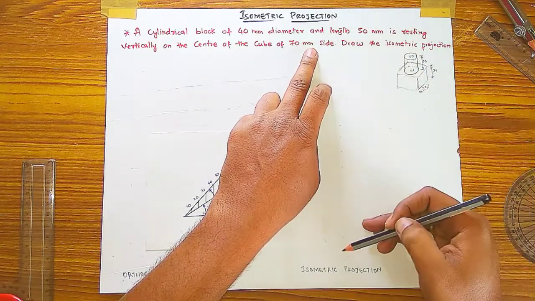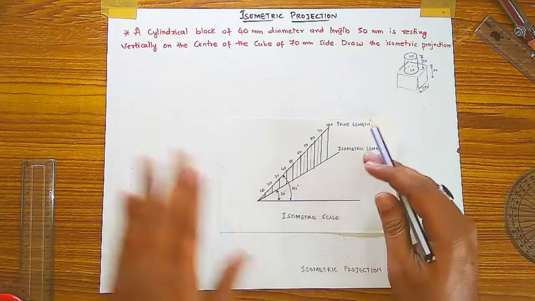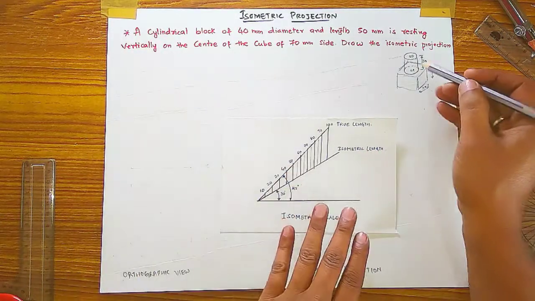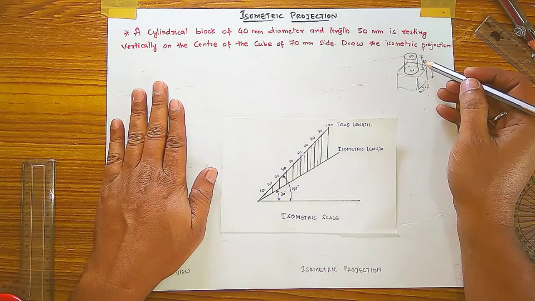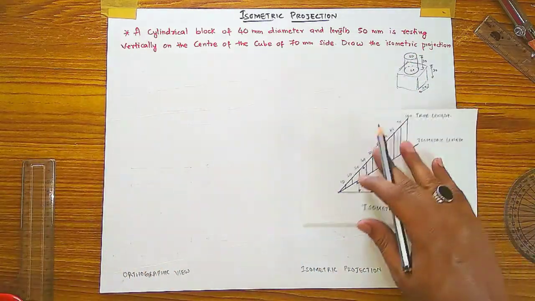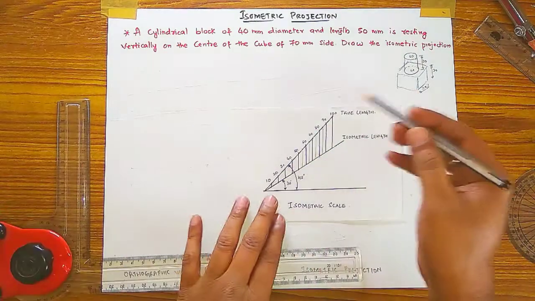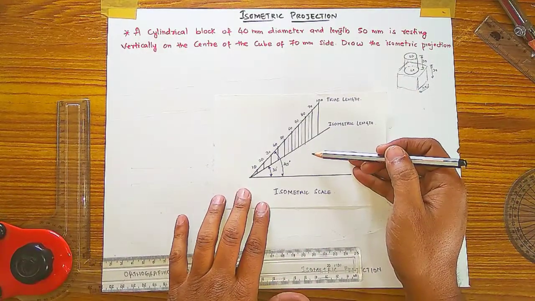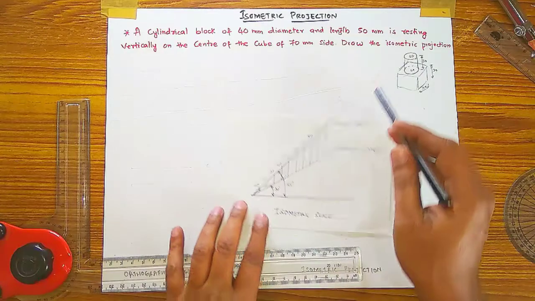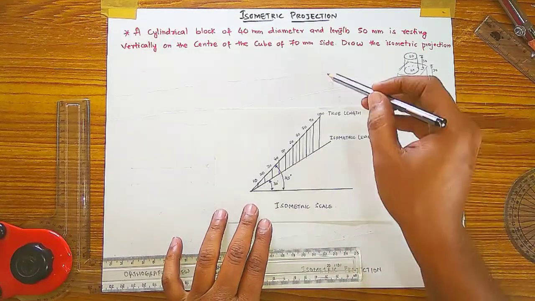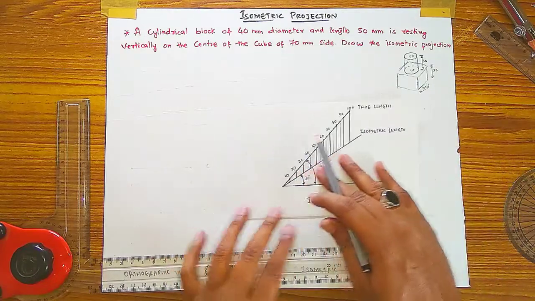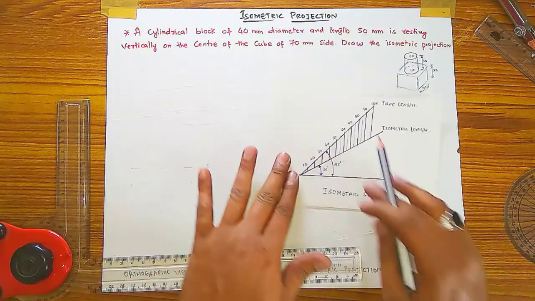To draw the isometric projection, first we have to draw the orthographic view. Orthographic view means this figure. How to draw this orthographic view, I will show you. But before drawing this, first you have to draw the isometric scale. I don't have space, so I have drawn it on a different paper. So first draw the isometric scale in your solution, then the orthographic view, then the isometric view.